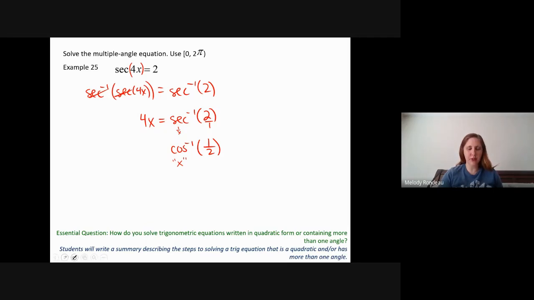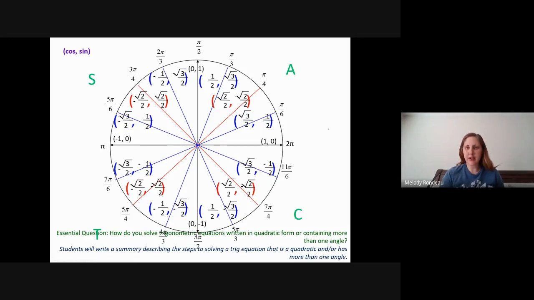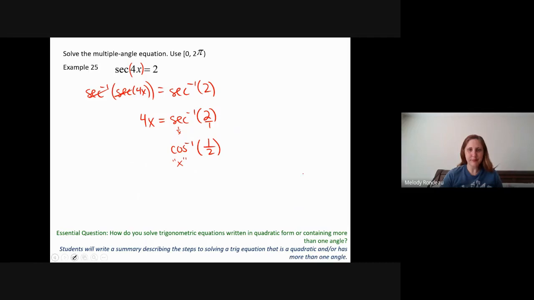So let's look at our unit circle. We're looking for an x value of 1/2. So x value of 1/2, I see one here at pi over 3. X value of 1/2, I see it down here at 5 pi over 3. Awesome. Well, let's go back. So my two options were pi over 3 and 5 pi over 3.